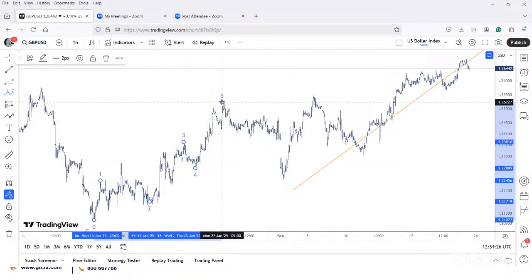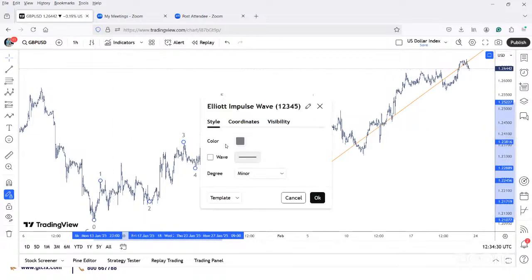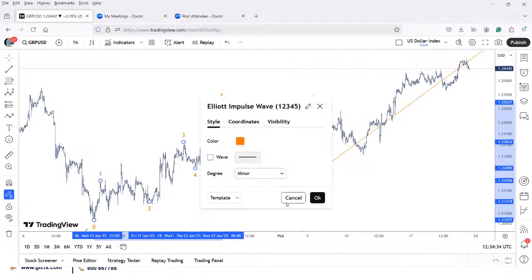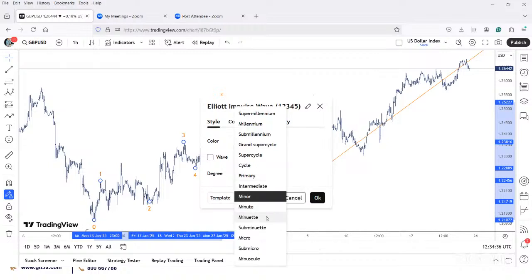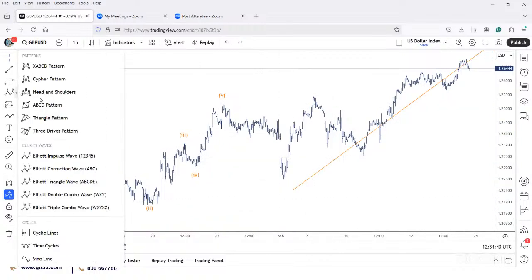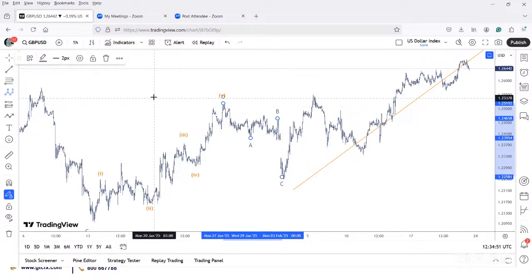It's not only one wave, it's a minute impulse complete, followed by a minute corrective. Sorry, I'm just trying to do it a bit quicker. That is minute wave ABC correction.